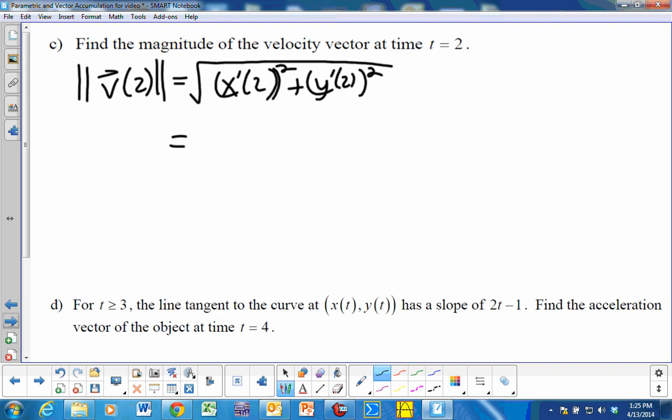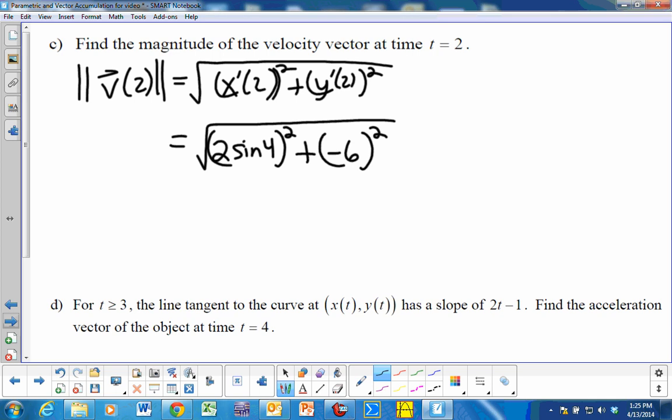Well, x prime at 2 is, again, they gave me x prime of t. They told me it was 2 sine t squared, so 2 sine of 4. I need that whole thing squared plus y prime at 2. Well, I don't know y prime, but I know y prime at 2 is -6. So that's -6 squared. And then again, leave it.